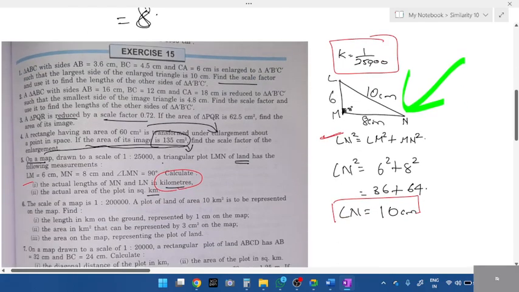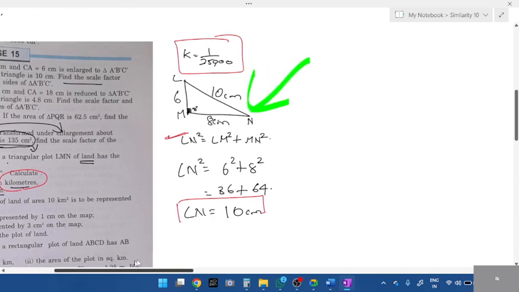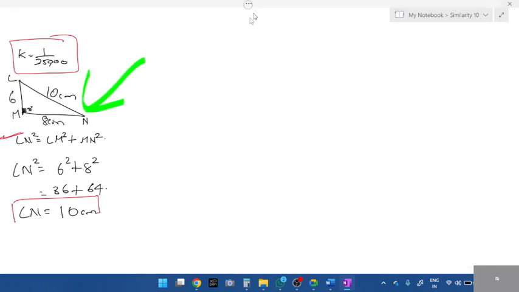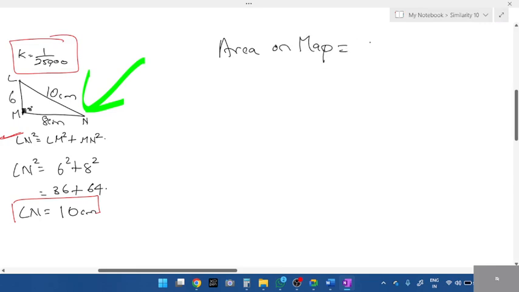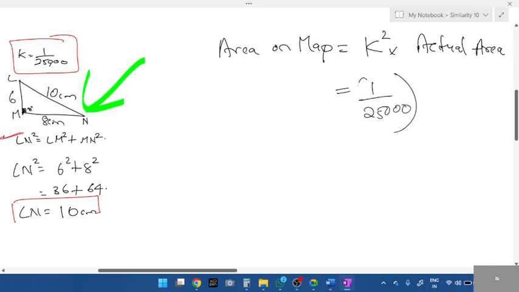Side or area, Naomi, what do we need to find? Area. Actual area, right? If you want to find the actual area, what is required, students? Tell me the formula. Area on map is equal to k square into actual area, for area. It is understood for rectangle and triangle. Now, what is k square? 1 by 25,000 into actual area. I'll write it as AA.